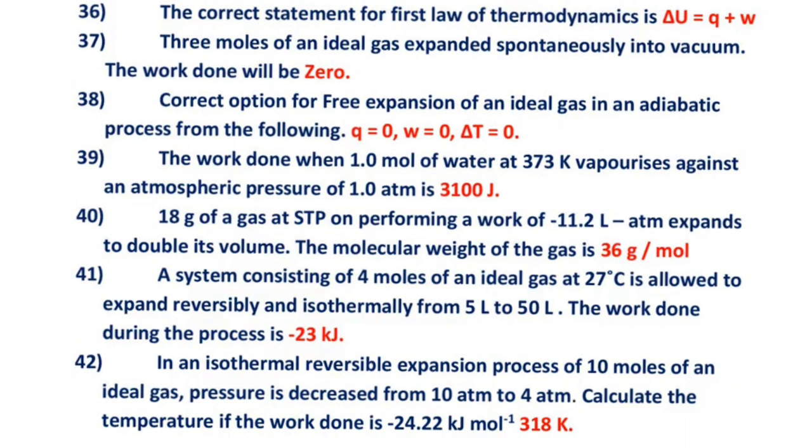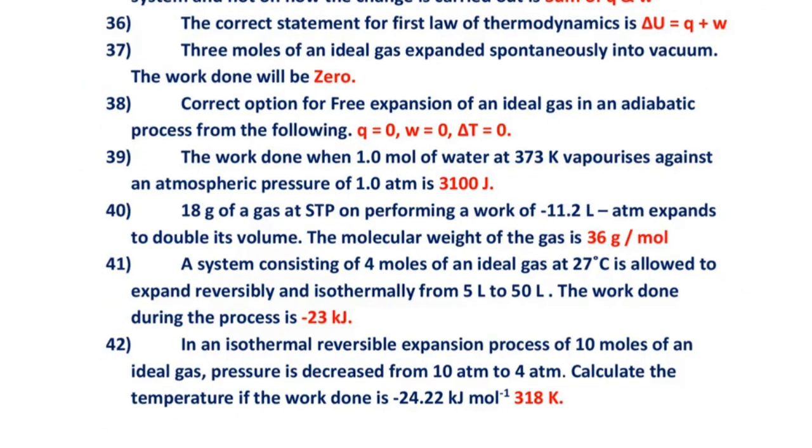In an isothermal reversible expansion process of 10 moles of an ideal gas, pressure is decreased from 10 atm to 4 atm. Calculate the temperature if the work done is minus 24.22 kilojoule per mole. 318 Kelvin.